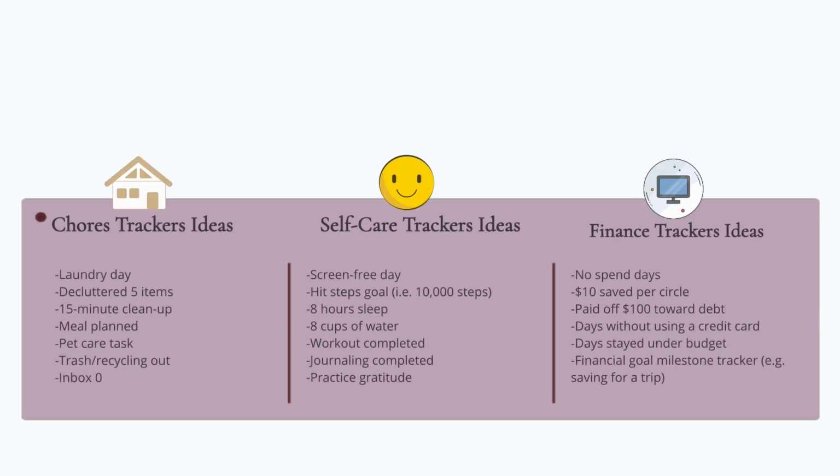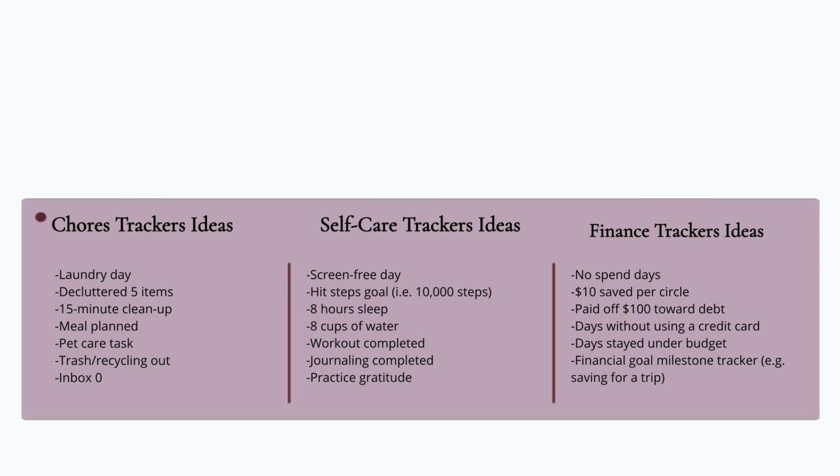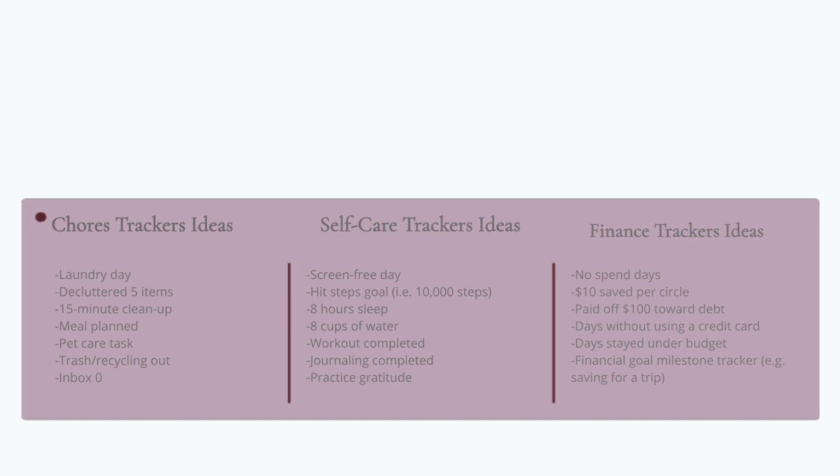Some ideas for what you can track are: each day you complete a 15-minute tidy of your home, decluttered and got rid of 5 items you didn't need, went to bed on time, completed a no-spend day, etc.